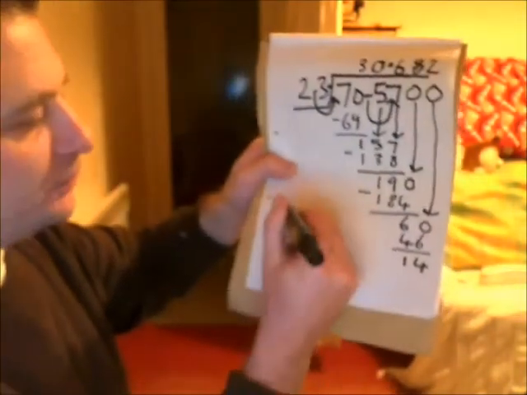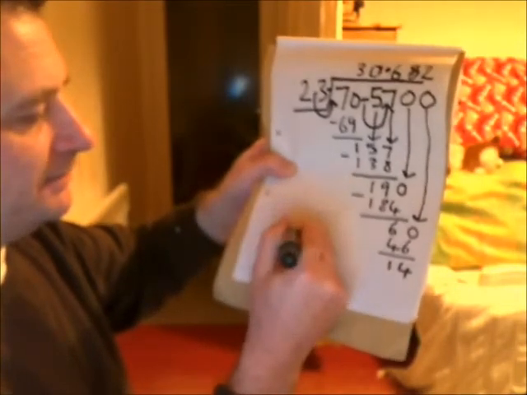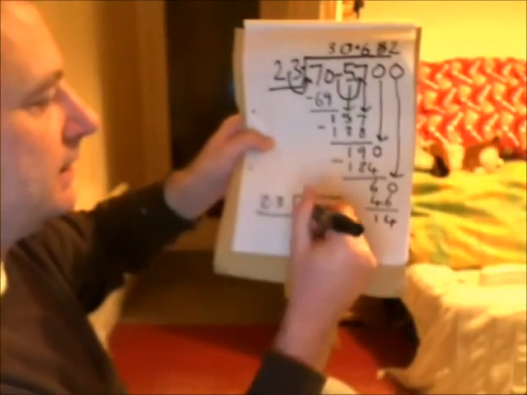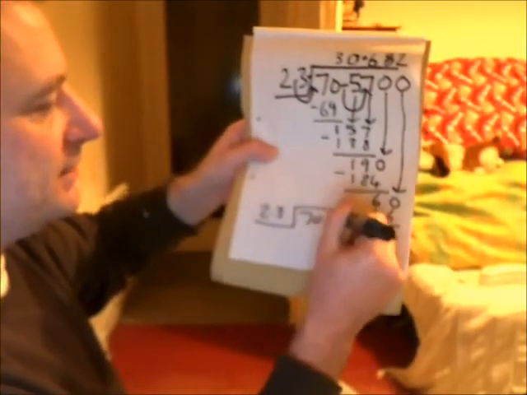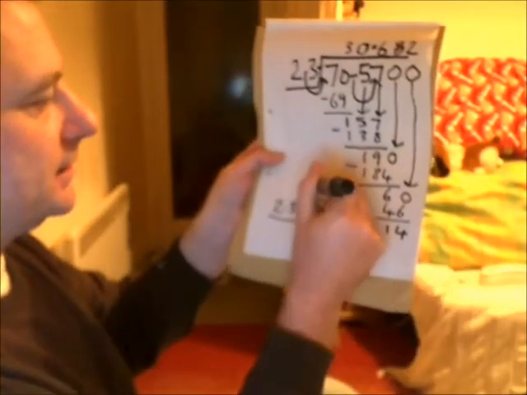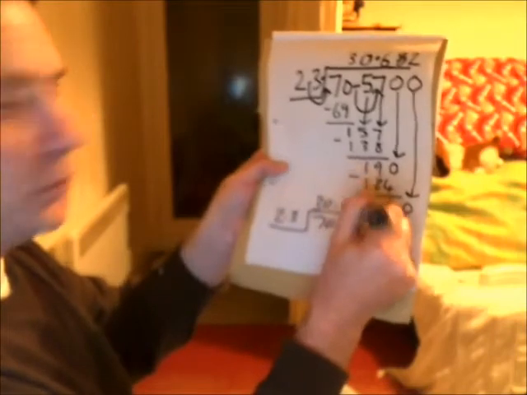Right, so 2.3 was our divisor. 70.57 was our dividend, and our answer is 30.682.